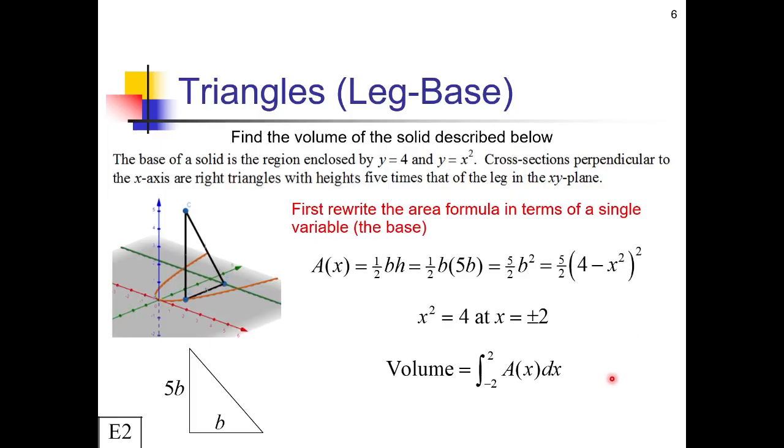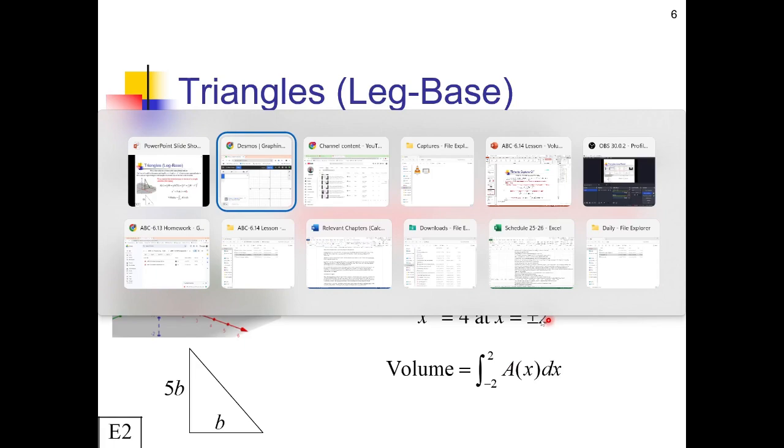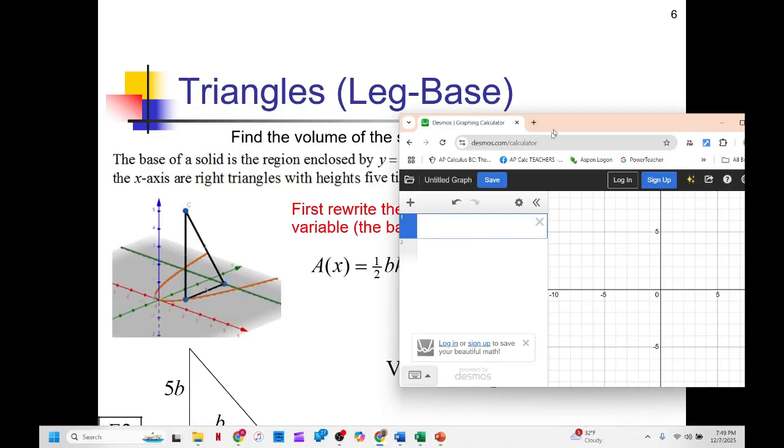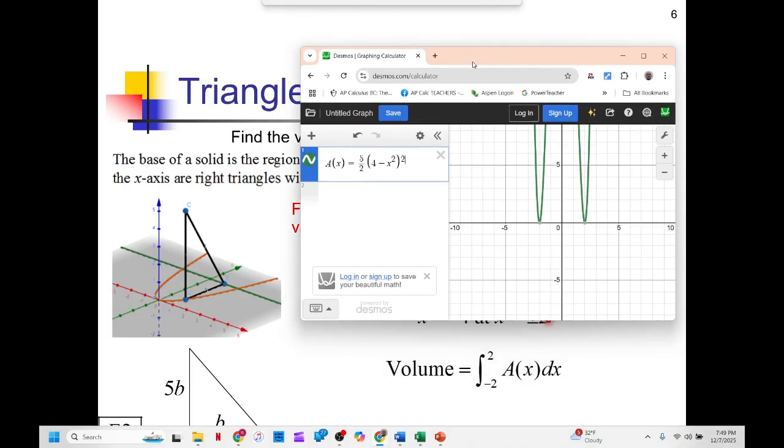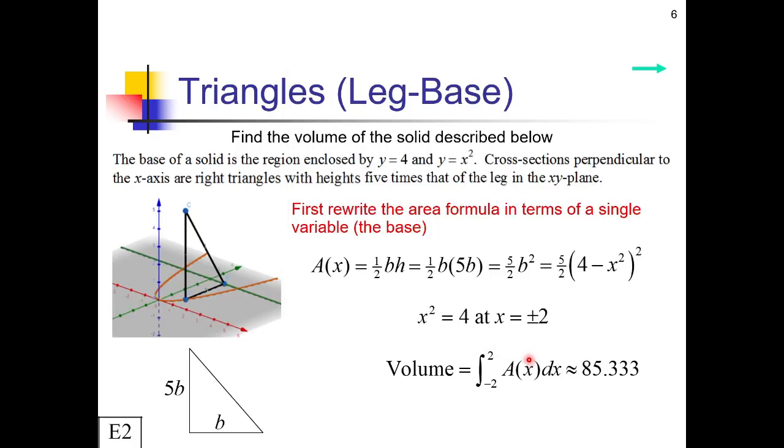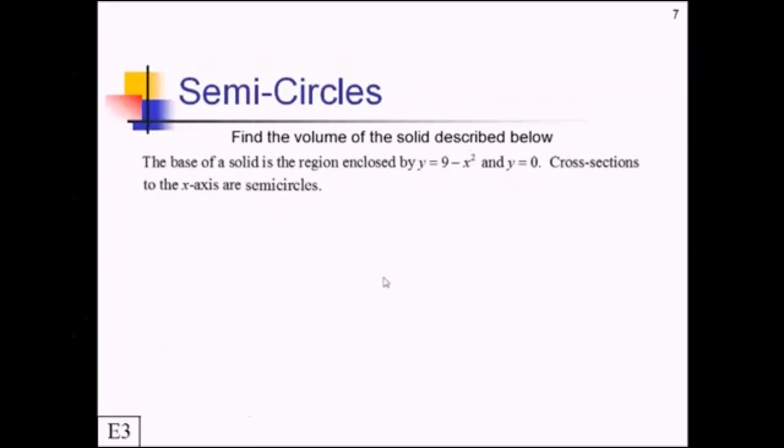It's up to you how much you want to break this down on the calculator. I'm just going to put in a function for A of x. No need to break it down too much further. I've already got A of x all written out here. So we have 5/2 and then parentheses 4 minus x squared. Close that. Raise that to the 2. Okay. And now we're just doing the volume. So the integral of that from -2 to 2, A of x dx, comes out to 85.333. So we're going to do one more example.